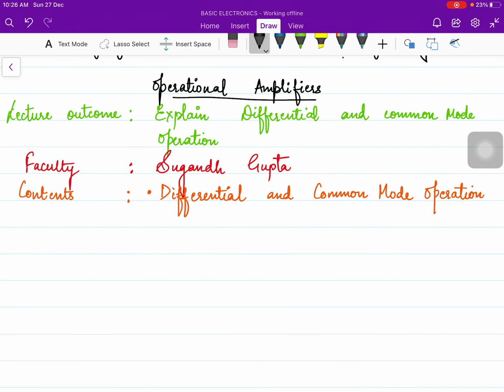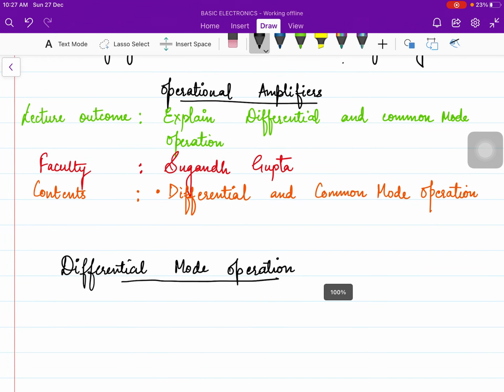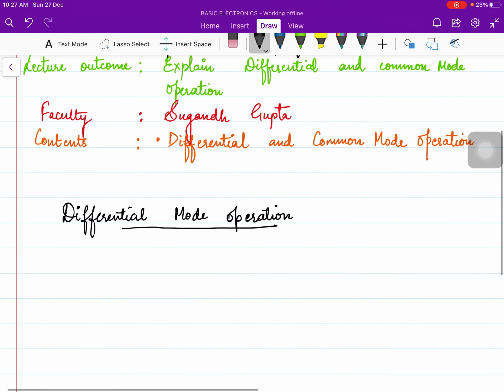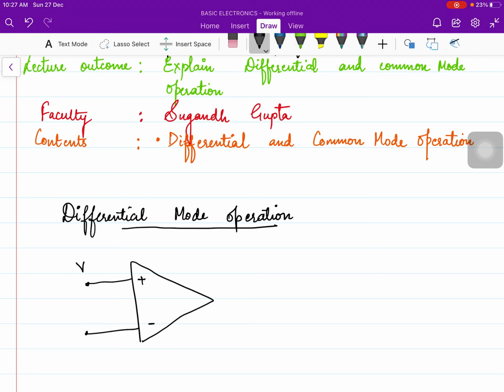So let me first write differential mode operation. We'll move hand in hand so that you can understand both things. First of all, let us understand this. See, I am again drawing the circuit symbol of the op-amp, with plus and minus. I have already told you that this minus and plus can be interchanged also. This is V1 voltage, this is V2 voltage and this is V0.